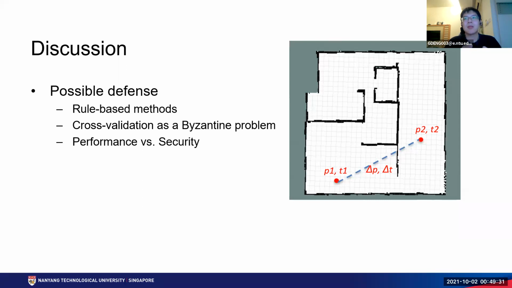So in multi-robot system design, there will always be this performance versus security issue that we need to balance and consider. In the future, we will try to work on this topic and propose some defense mechanisms to prevent the system from Byzantine threats.